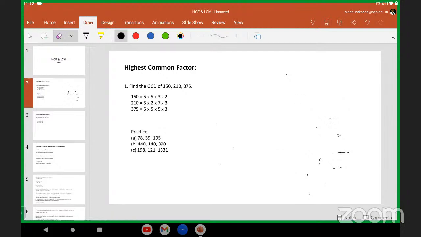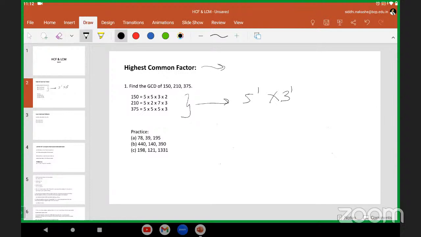That is 5 raised to 1, right? In 210, you can see 5 raised to 1 is the lowest multiple. So what we can say from this point is 5 raised to 1 and 3 raised to 1. Please note down this point.